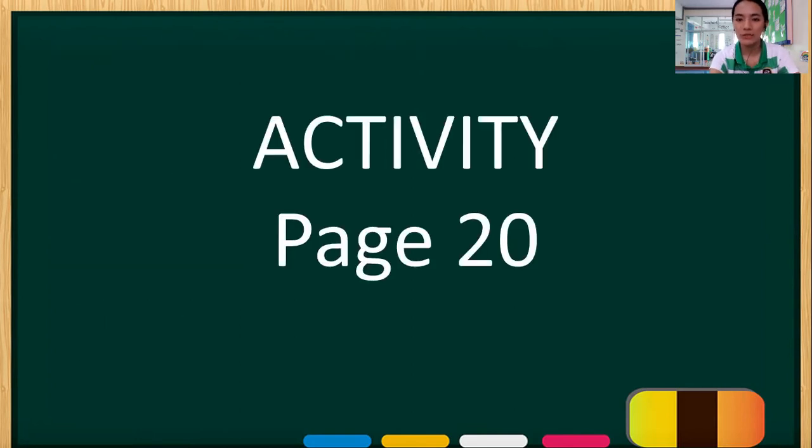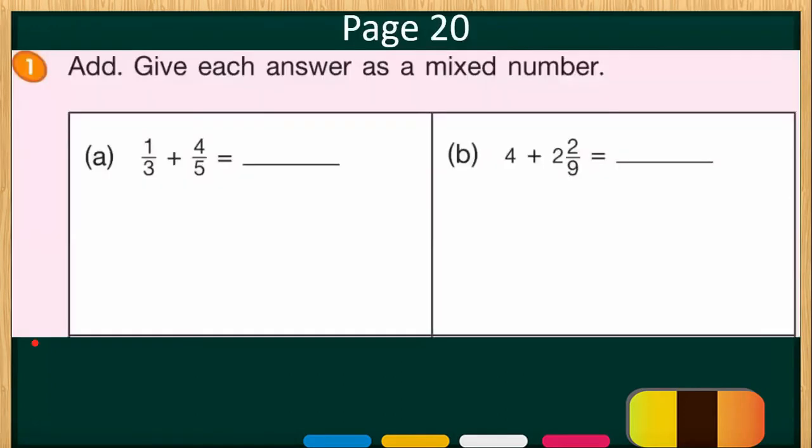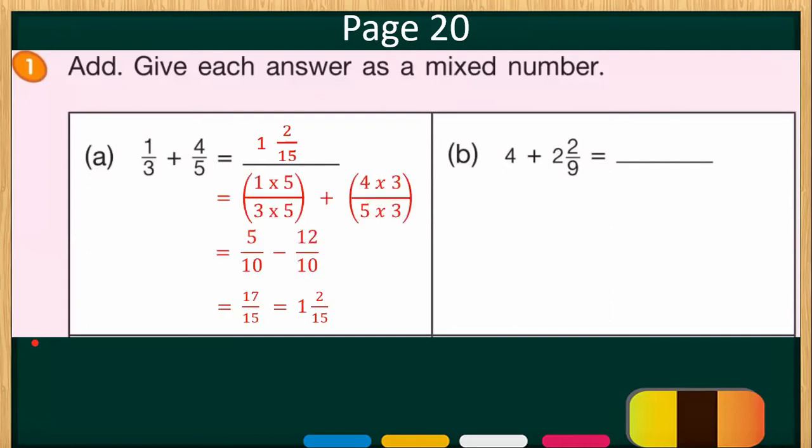This time we will be answering your activity. Please open your books on page 20. Okay, so number 1, add. Give each answer as a mixed number. Letter A, 1 over 3 plus 4 over 5. We answered this a while ago, right? And our answer is 1 and 2 over 15.